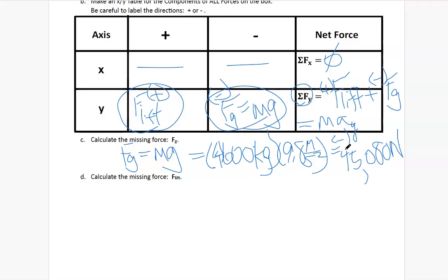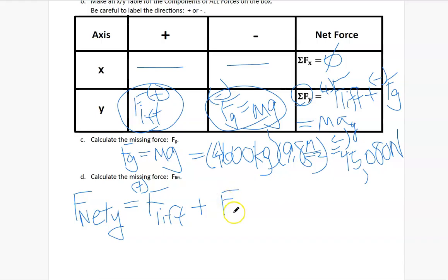What is the missing force, force sub lift? Well, we have no direct information for force sub lift, but we do know that the net force in the vertical direction is the sum of the force of lift, which we're assuming is in the positive direction. We're not going to put a positive sign in this formula. We assign the positive and negative after we've calculated things, plus the weight force, which we know is going to be a negative force.